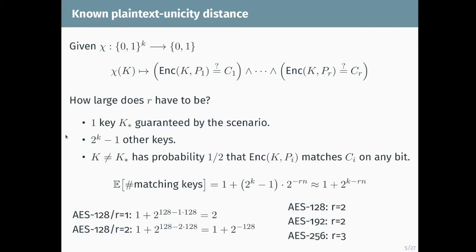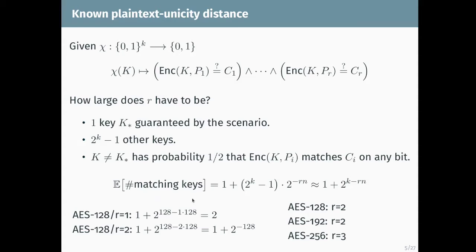So a natural question is, how large does R have to be, and what impact does this have on the cost of the computation? Well, for correctness, we want the function chi to have only one key, k star, that evaluates to 1. We're guaranteed that this exists by the scenario, but we also have the other 2 to the k minus 1 keys to consider. If we take any other key that isn't the key we're looking for and encrypt a plaintext under that key, then compare just one bit of that encrypted plaintext with the corresponding bit of the ciphertext, it'll have a probability of half that it matches. This is just a standard property of it being a pseudo-random function.